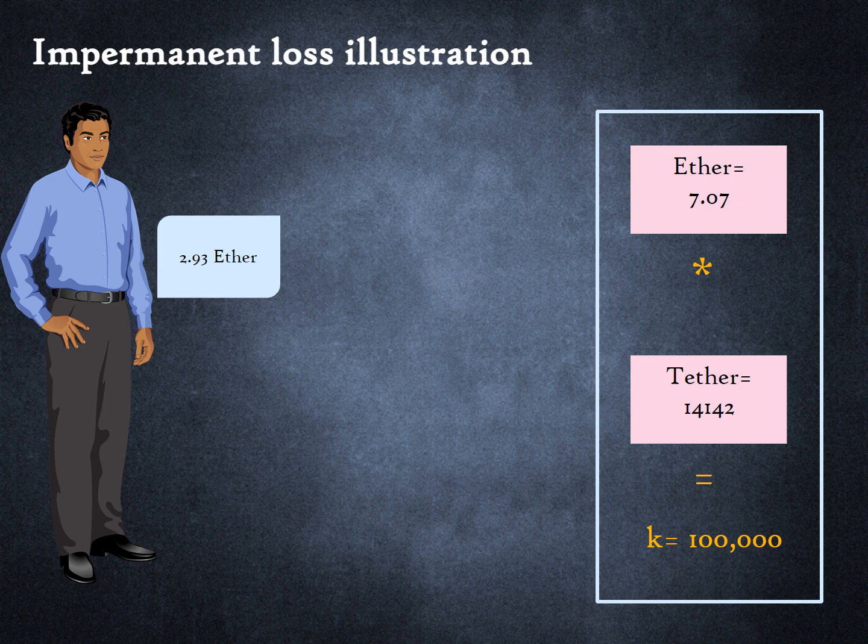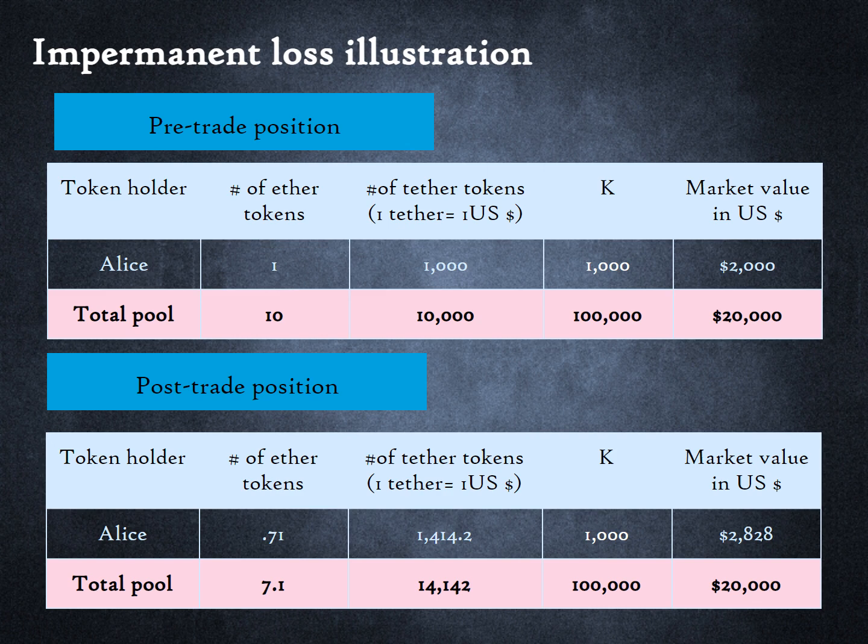Bob can now take this Ether bought from the pool and sell for a higher price at a centralized exchange. Once the new equilibrium is reached, there is no further trade arbitrage possible. In the new equilibrium, Alice owns 10% of the liquidity pool.